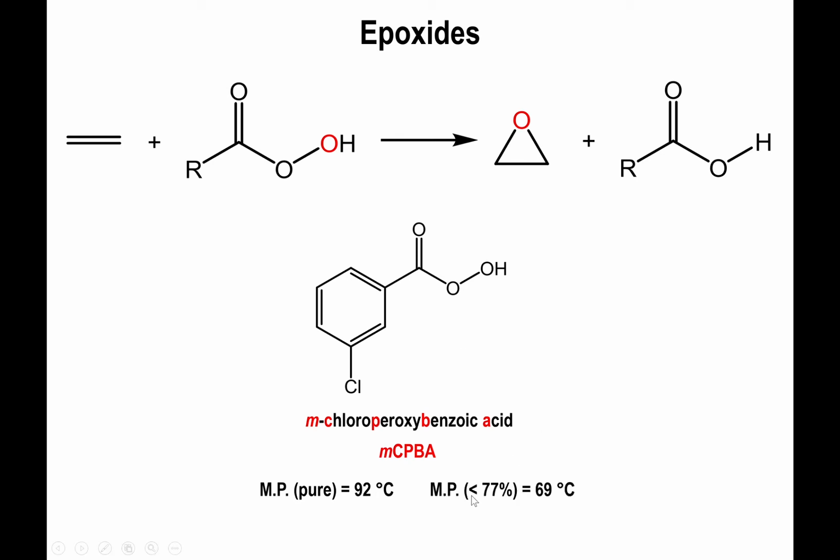And even when you find it impure, if you have an impure sample, one that has only 77% purity or less, even in those cases the melting point is still up to 69 degrees Celsius. So even in those cases you will still have a solid. So it is a convenient molecule to use.